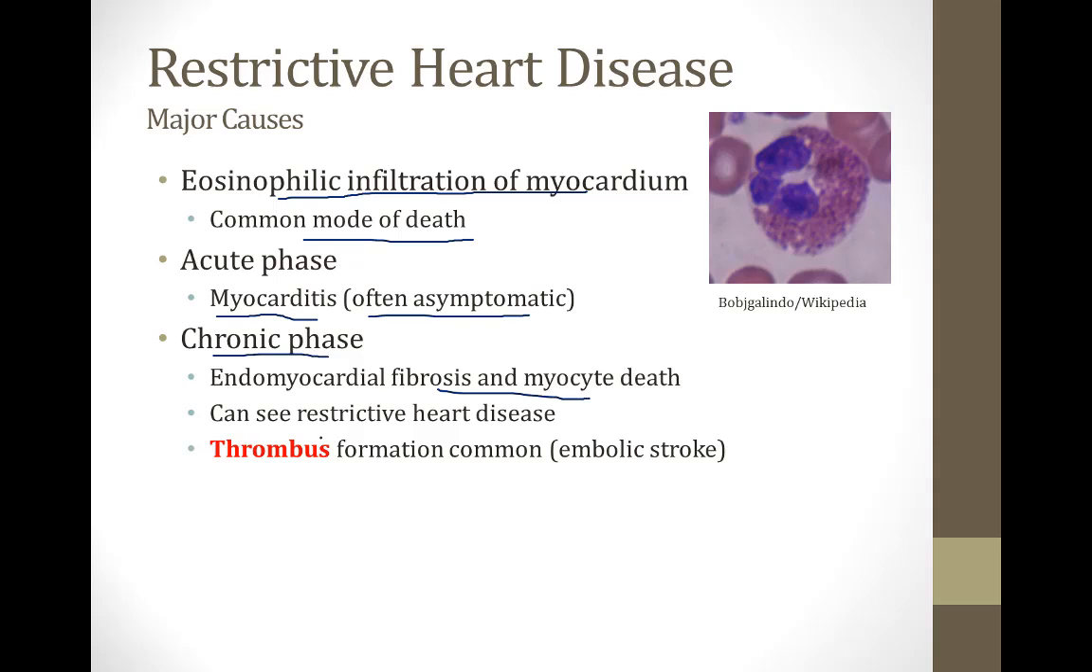This can lead to a restrictive heart disease pattern, but then one thing that's important to know is that eosinophils like to infiltrate the endomyocardial layer. That's the layer right below the blood in the chambers. This causes inflammation to be occurring right at the interface of the myocardium and the blood, and that's a setup for a thrombus formation. So thrombus can form in the chambers of the heart, and this can lead to an embolic stroke in patients with a hypereosinophilic syndrome who have involvement of the myocardium.